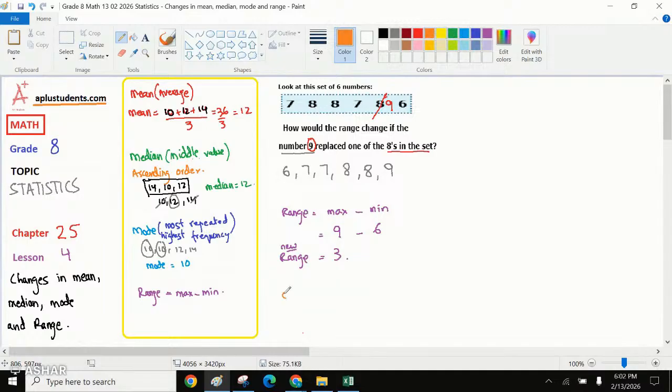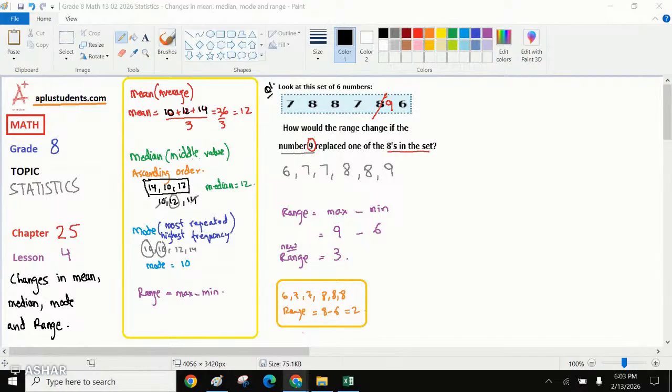Let's see what was the older range. For the numbers, this was 6, 7, 7, 8, 8, and 8. These were the previous values which you originally had. So the range for this would be 8 minus 6, it was 2. So as per the original question, the range was 2. When we change the number to 9, the 9 being the greatest number has increased the range by 1. And the new range is 3. Agreed? Okay, let's move ahead to the next question.